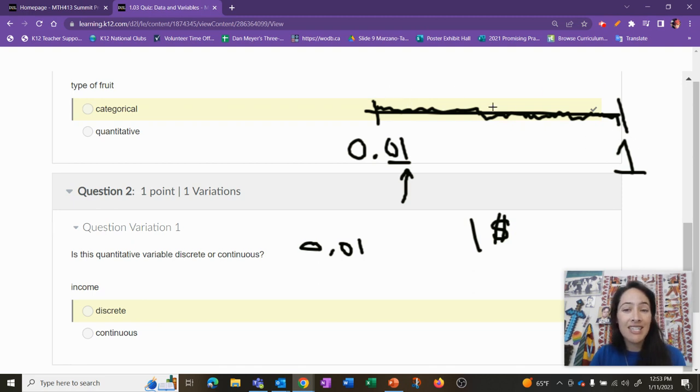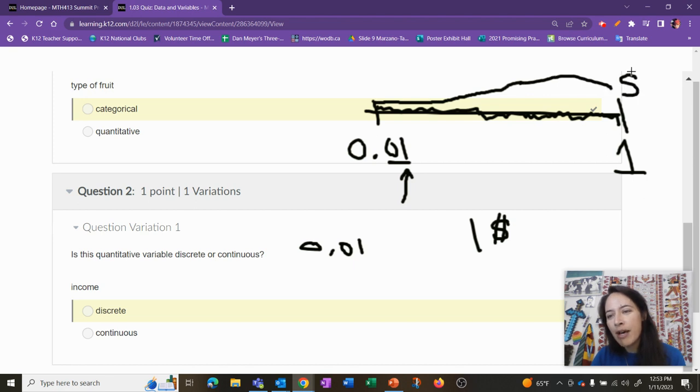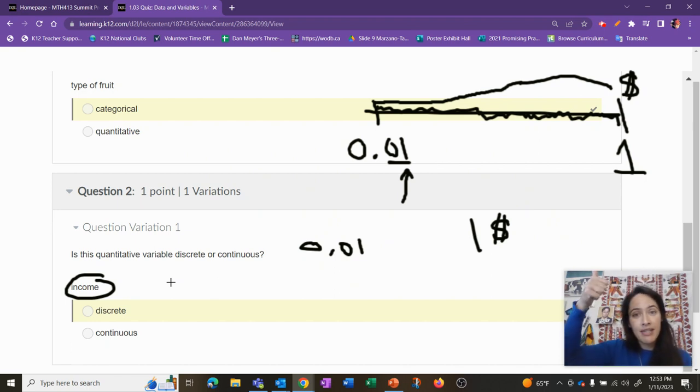And in order to have a continuous income, the bank or my employer would have to slowly be paying me all these infinite amounts until they paid me my final amount right there. Think about income. You get paid in chunks, so there's gaps. Your income can go up, but it doesn't go up continuously, right?